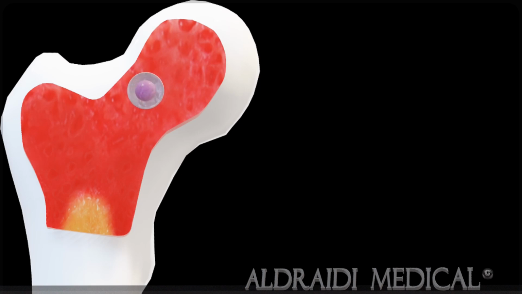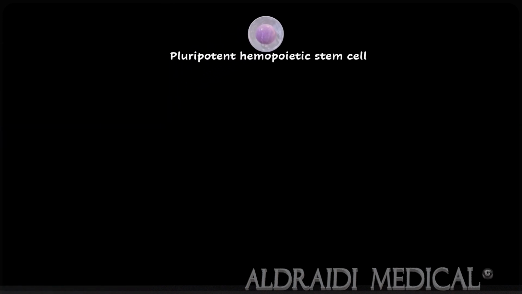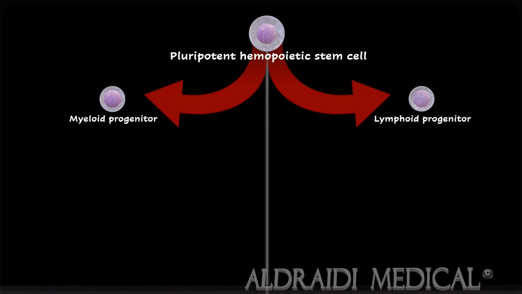The immune cells are born in the bone marrow in a process called hematopoiesis. They develop from bone marrow's multipotent stem cells that later differentiate and give rise to two major cell lineages of progenitor cells, the myeloid progenitor and the lymphoid progenitor. These two stem cells will eventually become the different types of white blood cells.